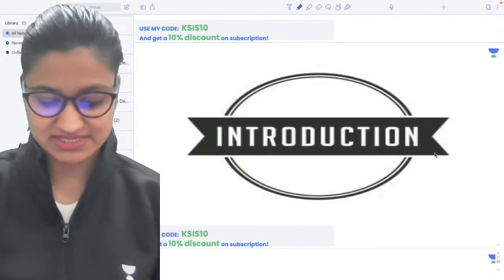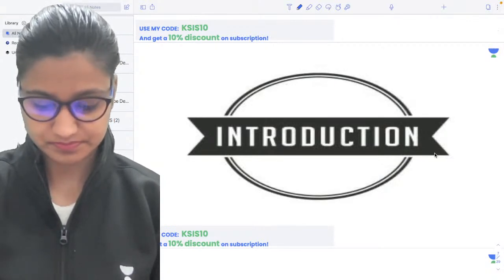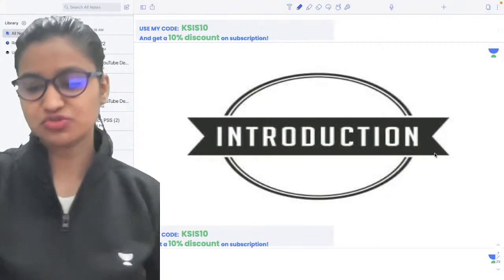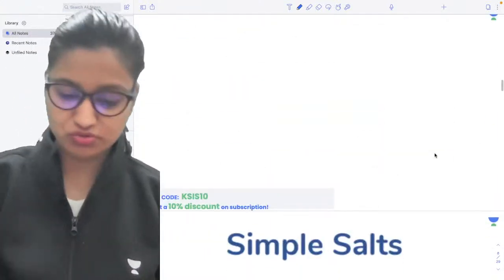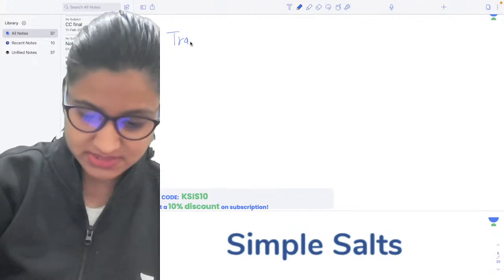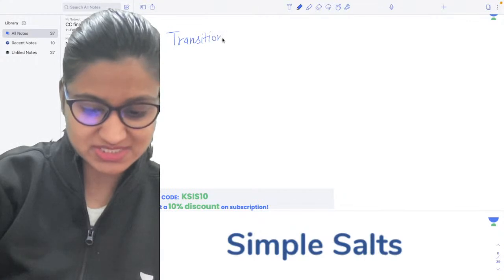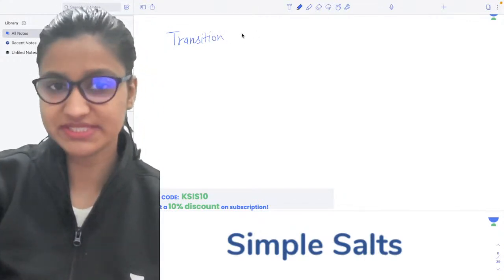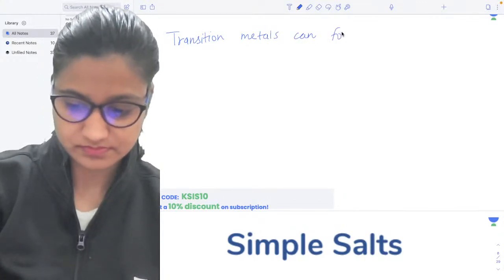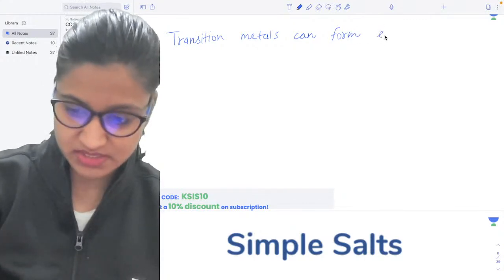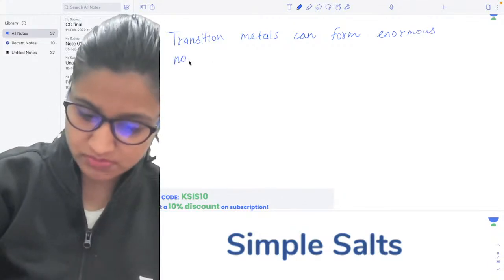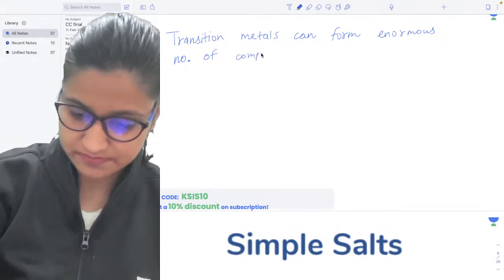Okay, so now let's start with the coordination compounds का introduction. ठीक है, तो देखो, what do you know about it? You know already that the transition metals, we have already discussed about it as well. So you know already that the transition metals can form enormous number of compounds, right?